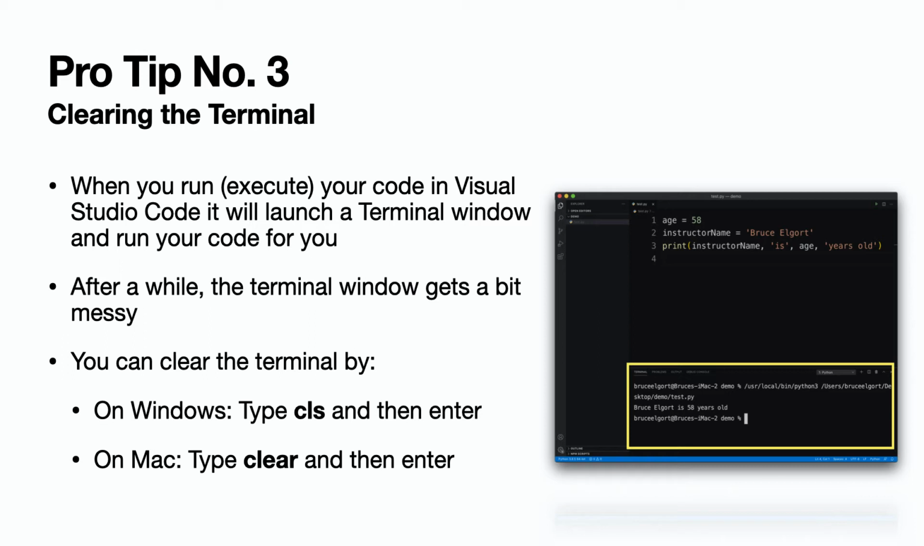After a while, the terminal window can get a bit messy, and if you want to clear the terminal, like get rid of all the textual information that's there, on Windows, you can type the letters CLS, and then enter to clear the screen. And on Mac, you can type the word clear followed by enter to also clear it out.